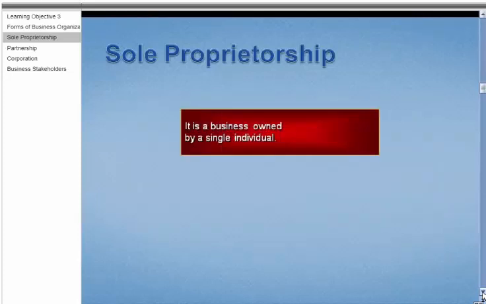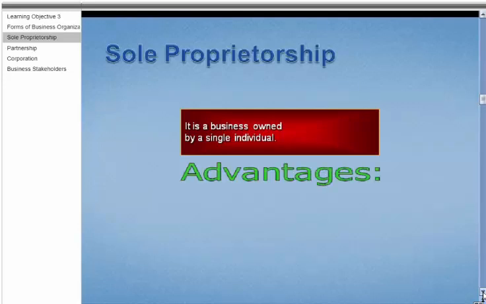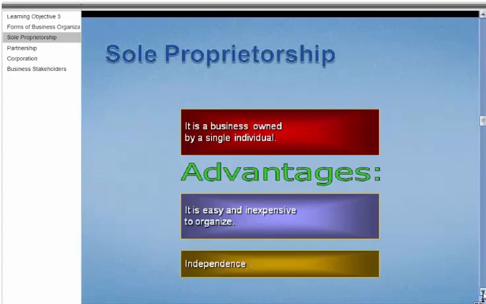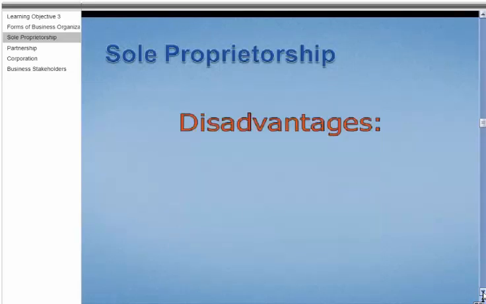A sole proprietorship is a business owned by a single individual. It certainly has some advantages. It's easy and inexpensive to organize, and that's probably why sole proprietorships are the most common type of business that we find in the United States. It also allows the owners to have a great deal of independence, since they essentially get to call all the shots in their own business. They're the one and only owner.